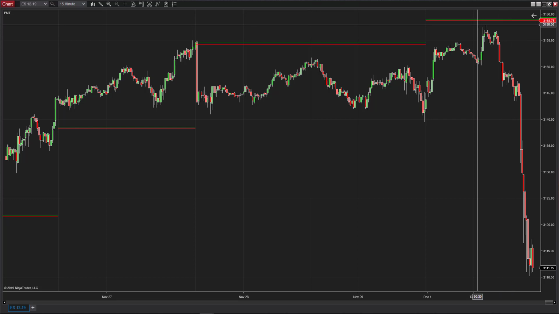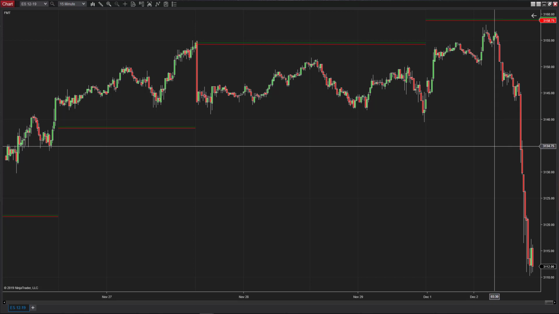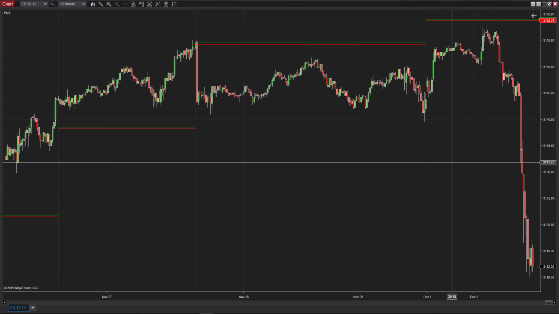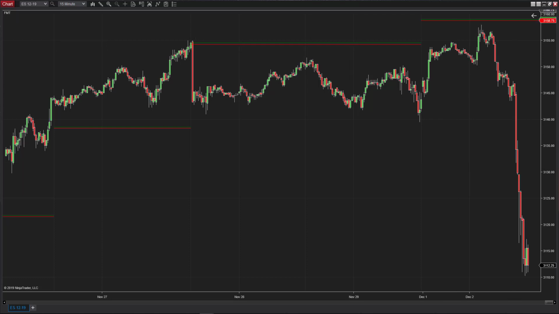So we have 3158.75, and we got to 3158. This is not a price we're looking for the market to touch and then drop off or rise off of. It can do that, but the important thing is where price is in relation to this level. At some point price is going to want to gravitate towards this level.